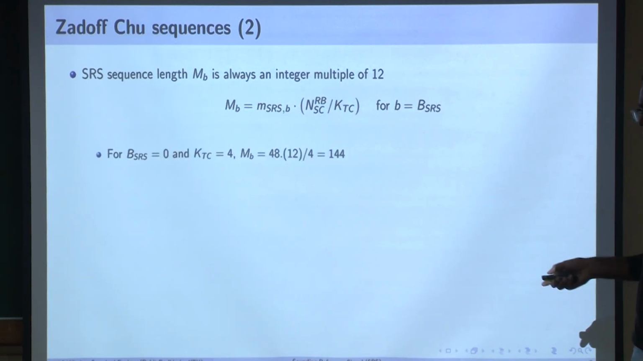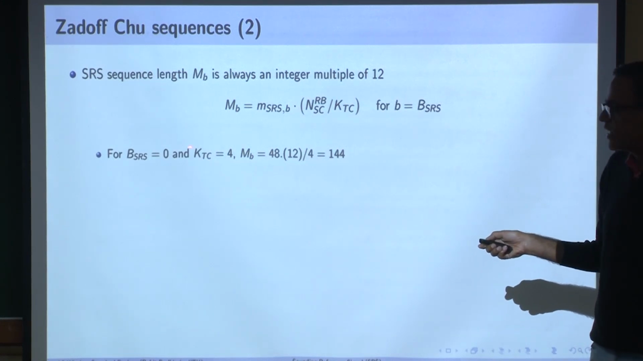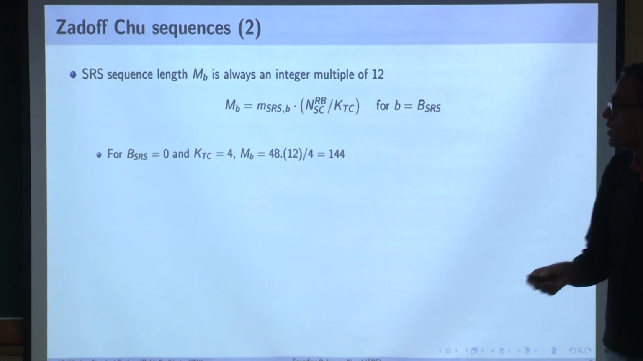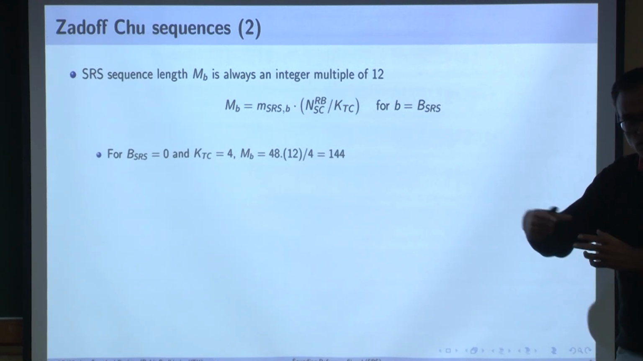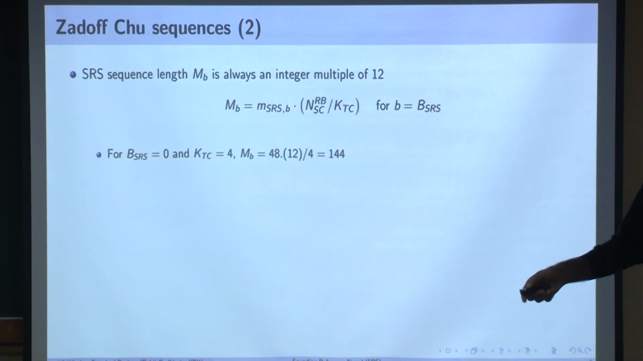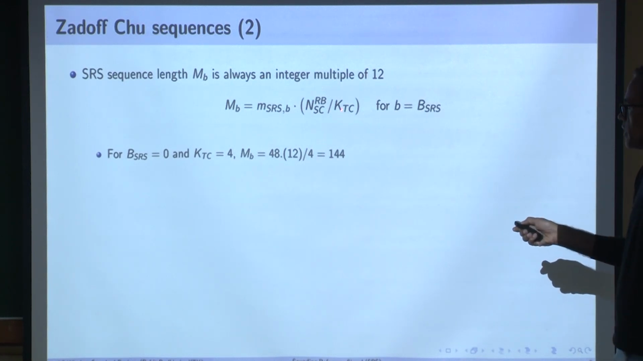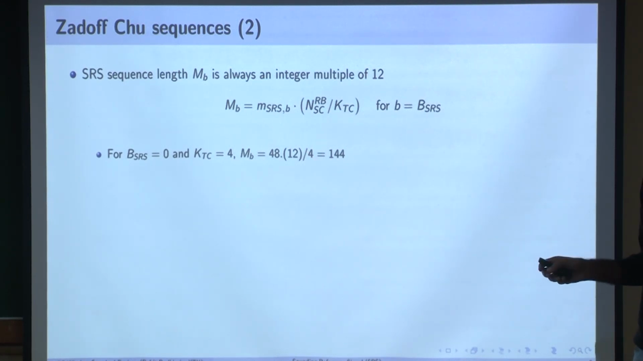Let's take an example from the numbers we studied. B_SRS is 0, that was the first column, and K_TC is equal to 4, you remember what K_TC was. Then what is M? If B_SRS is 0, this value is 48, and the number of subcarriers in a PRB is 12, divided by K_TC, which is 4. So the SRS sequence you need to generate is of length 144.